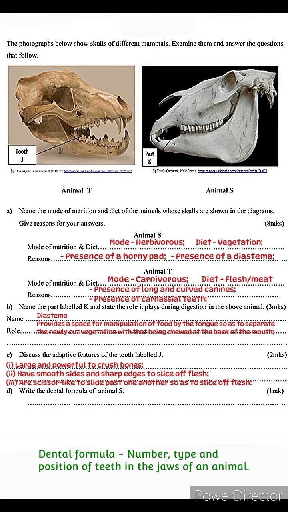This simply means how many incisors do you have on the upper jaw, how many on the lower jaw, and as such for each type of tooth, and the number. So, for example, the dental formula of animal S is as such.